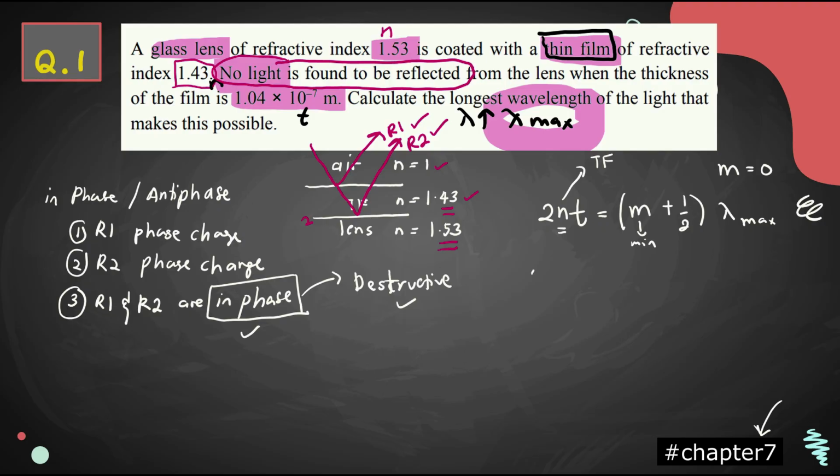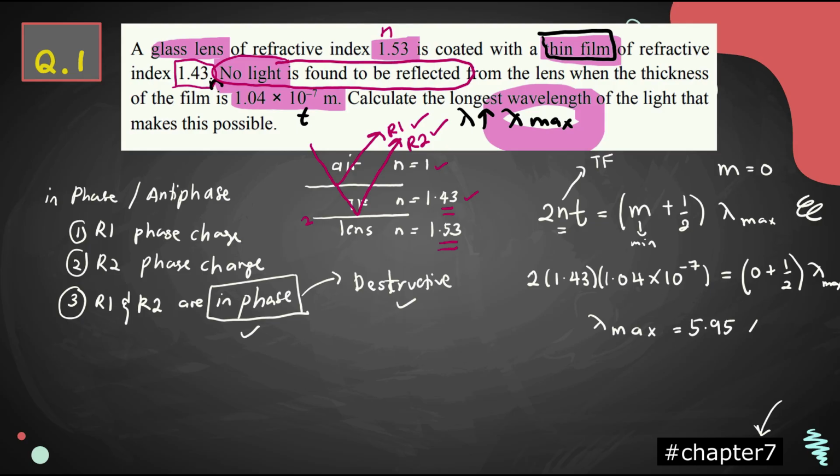So we have the substitution: 2 times 1.43. We just include the n for the thin film. Thickness 1.04 times 10 to the power of minus 7 equals 0 plus half lambda. So lambda maximum, using your calculator, you'll get lambda maximum equal to 5.95 times 10 to the power of minus 7 meter.